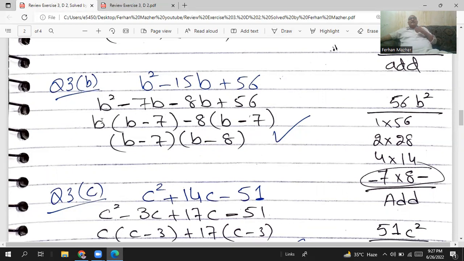From the first two terms, you can see b is common. So you will have in the bracket b minus 7. From the last two terms, minus 8 is common. So inside the bracket, you will have b minus 7. So now you can see the b minus 7 bracket is common. So from here, you will have b. From here, you will have minus 8. So this is how you do question number 3, and its B part.